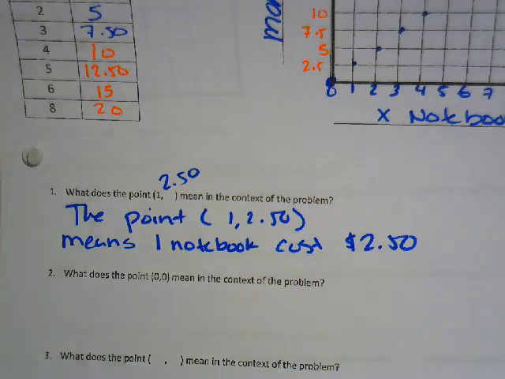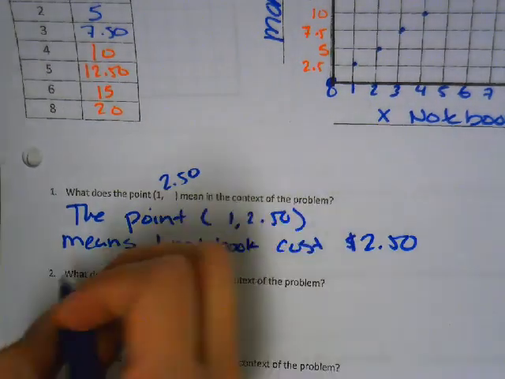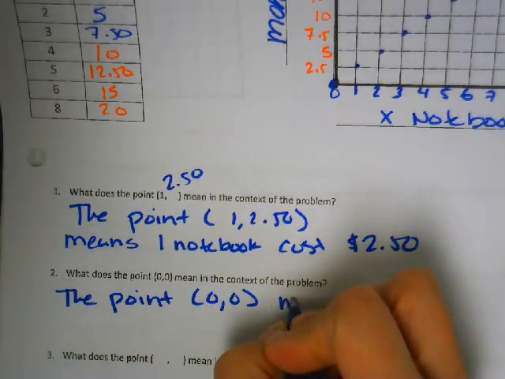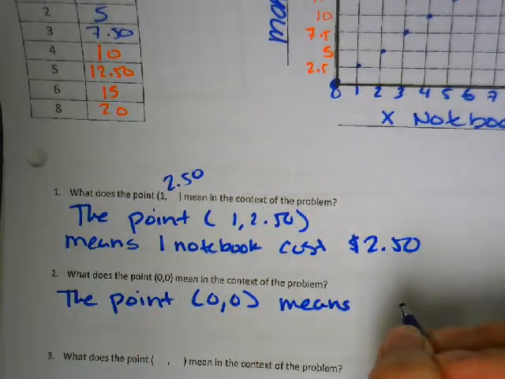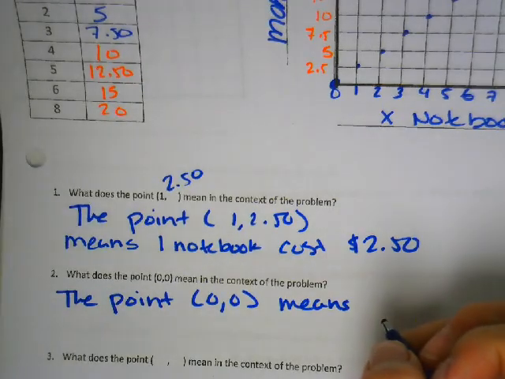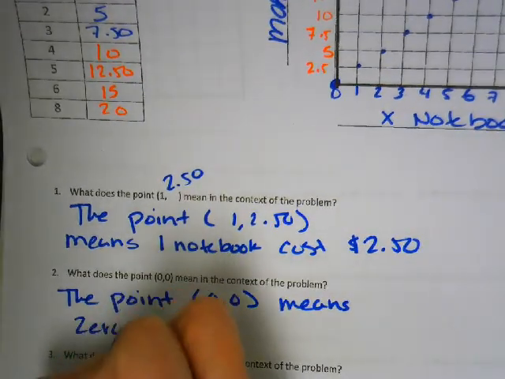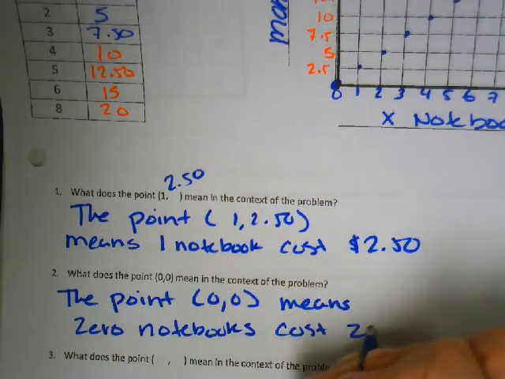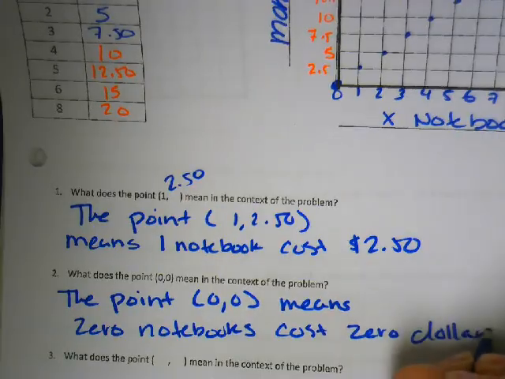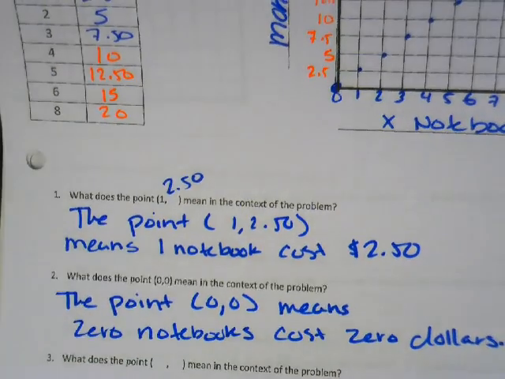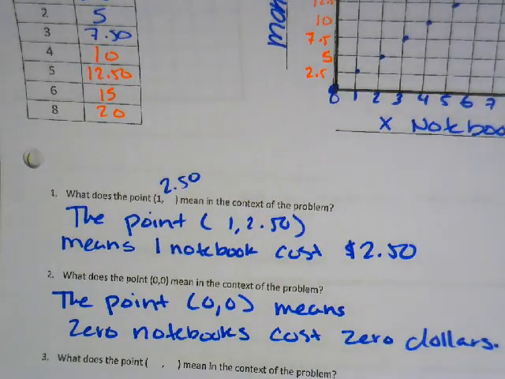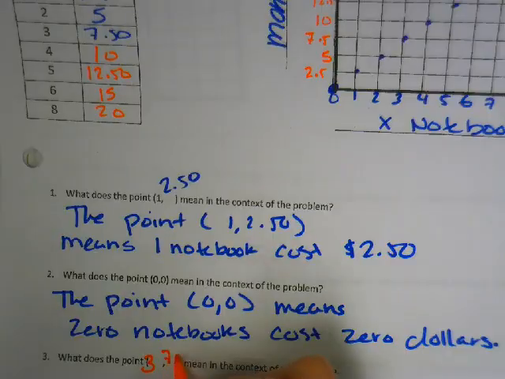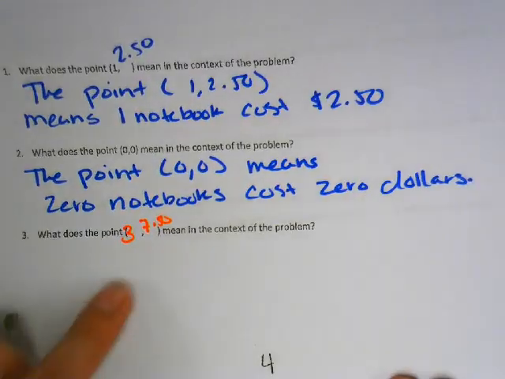All right. What does the point 0, 0 mean? Good. Do not write nothing. That's the easiest way to lose really easy points. The point 0, 0 means 0 notebooks cost $0. All right. What point should I use? Let's do 3, 7.50. What does 3, 7.50 mean?